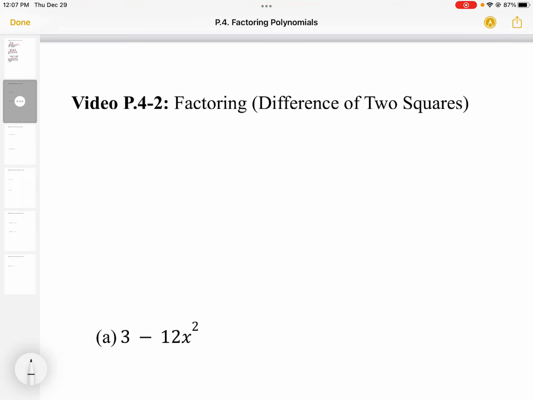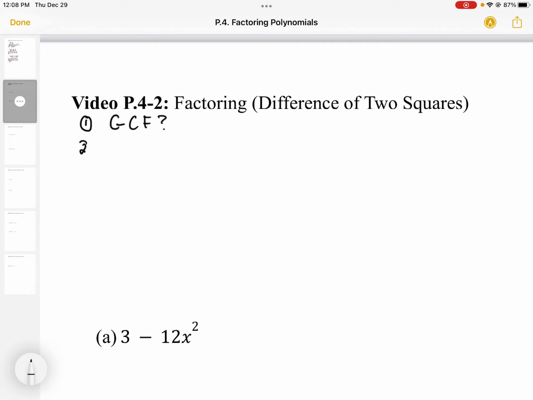This is a second video on factoring. We're going to be looking at factoring a difference of two squares. This is really the second step to factoring. The first step to factoring, as we saw in the first video, is to look for the greatest common factor, which we call the GCF.